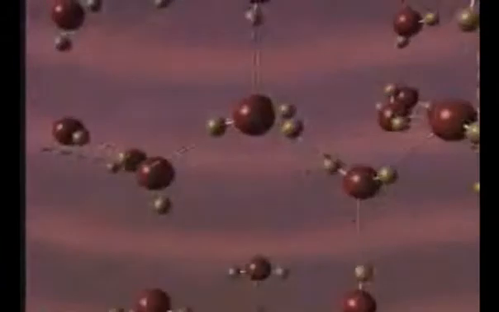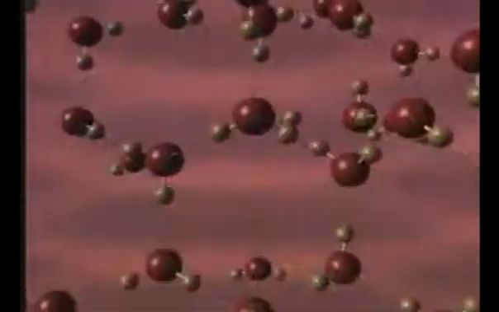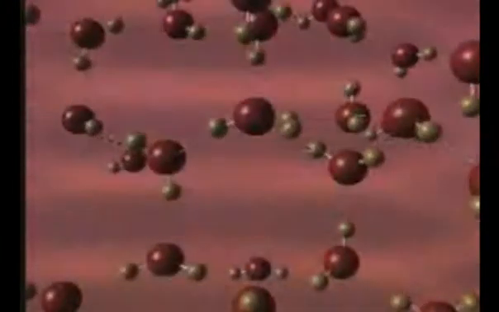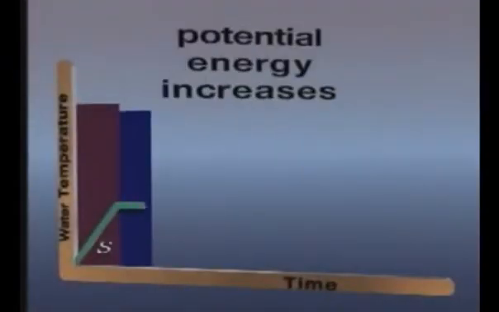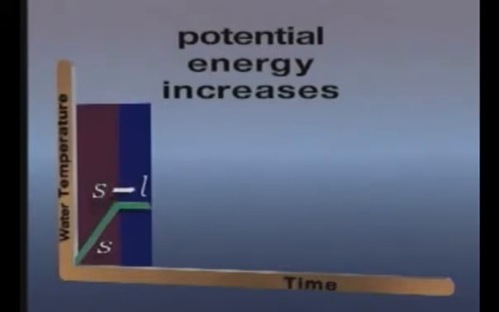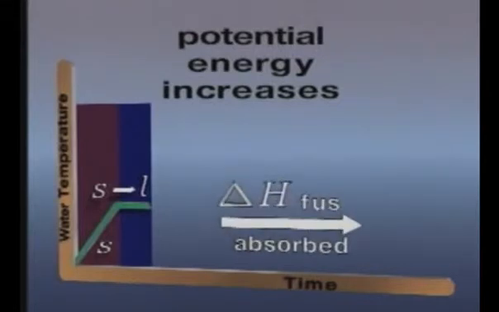The continued application of thermal energy is now used to overcome the forces that lock the ice molecules together into the solid. As a result, potential energy increases. This increase in potential energy causes a phase change, solid to liquid. Notice that the temperature of the substance does not rise during the melting, since the added thermal energy is converted to potential energy. The energy absorbed to melt 1 mole of ice is called the molar heat of fusion.